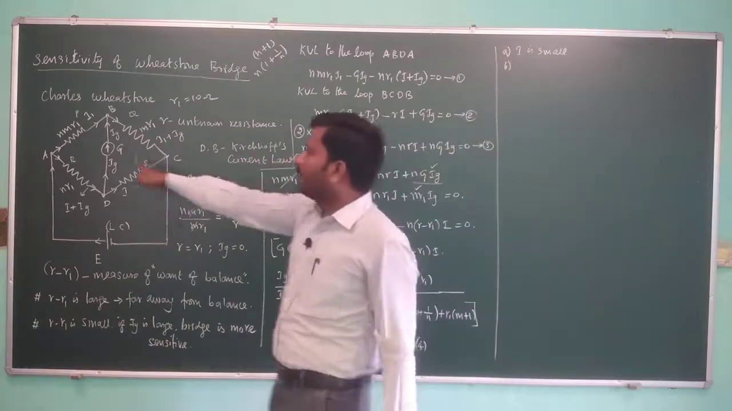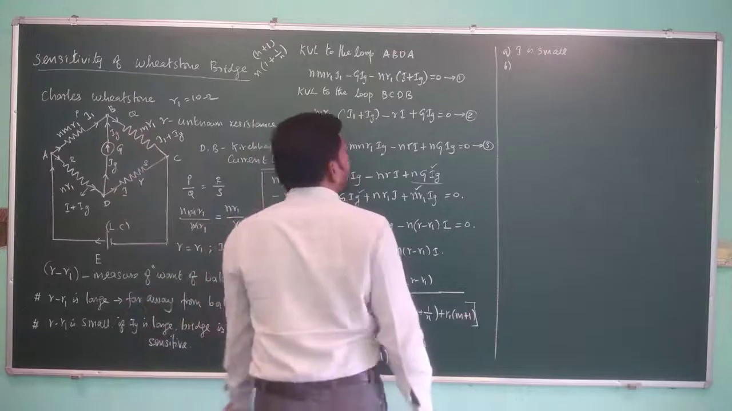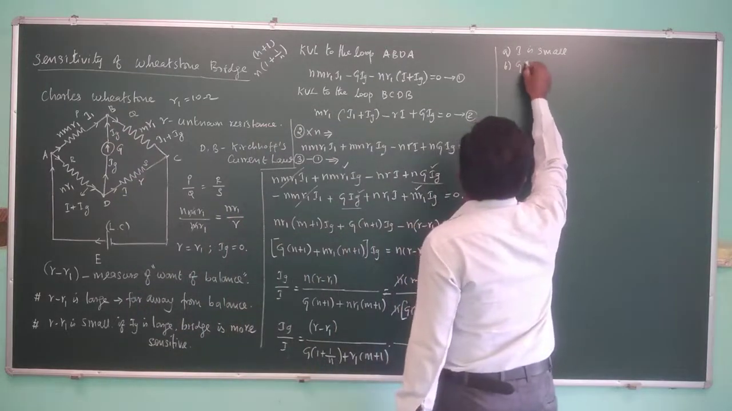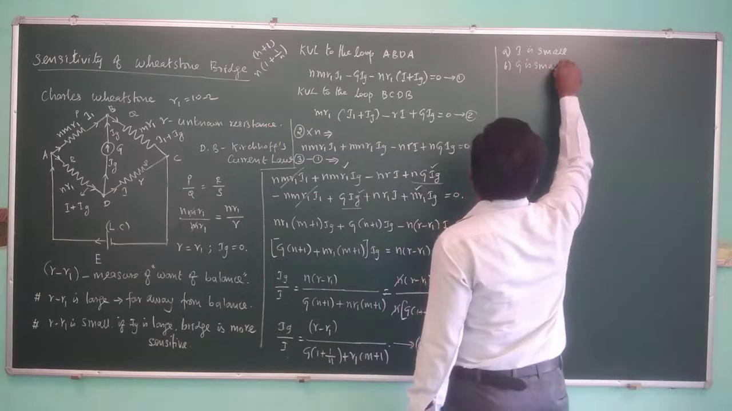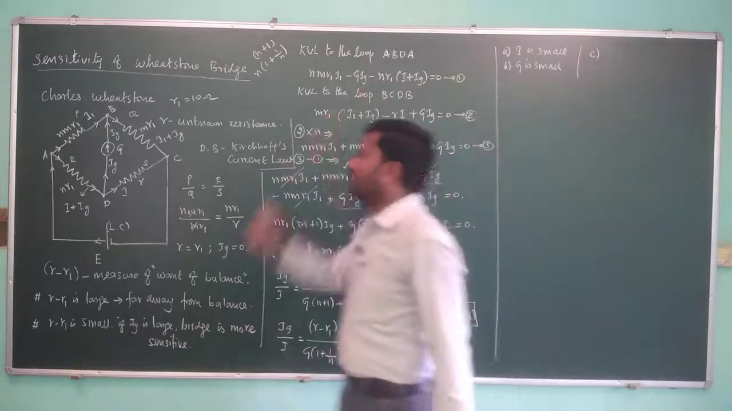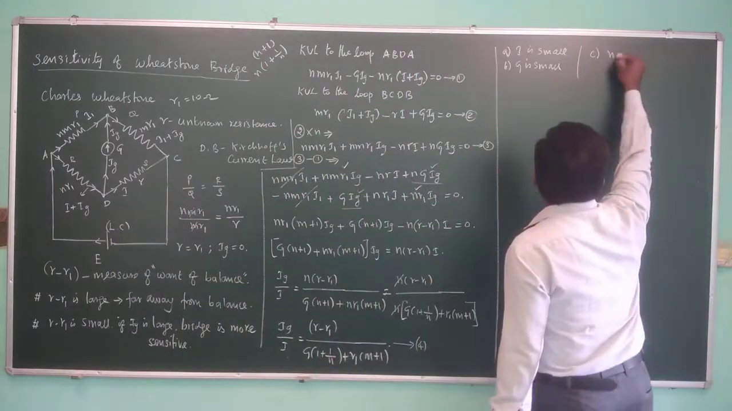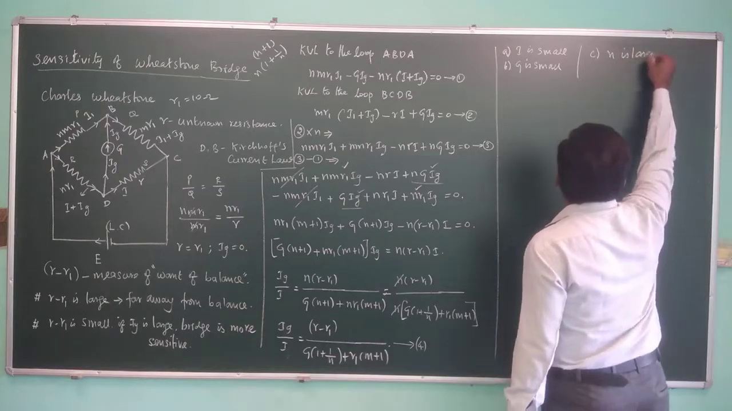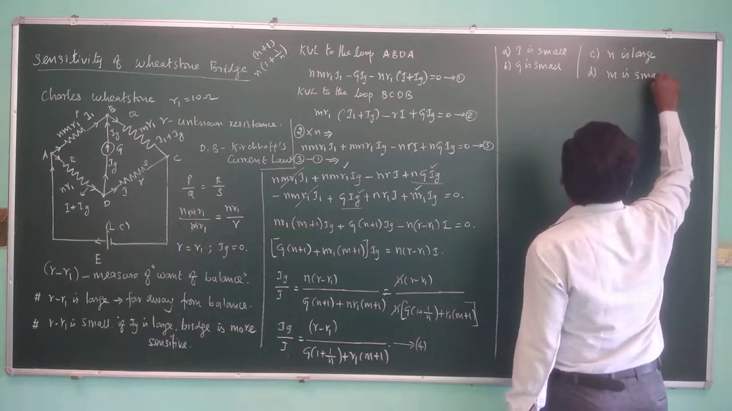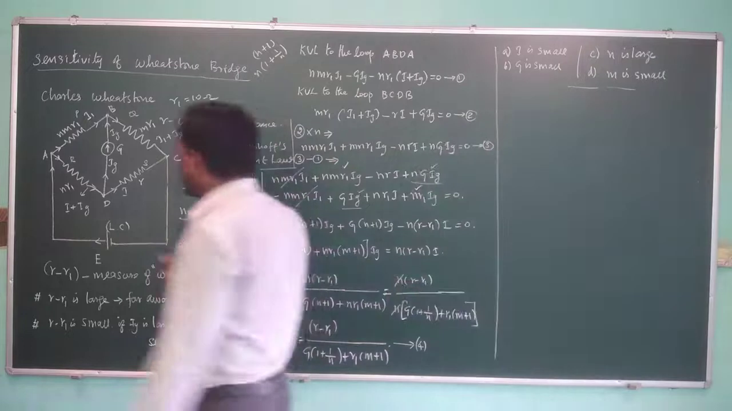Other thing, B. If the galvanometer resistance is low, then automatically current will flow through the low resistance path. So there also Ig will be high if G is small. And third case, if n is large, and fourth case, if m is small. These are the 4 cases under which the Ig will be maximum.